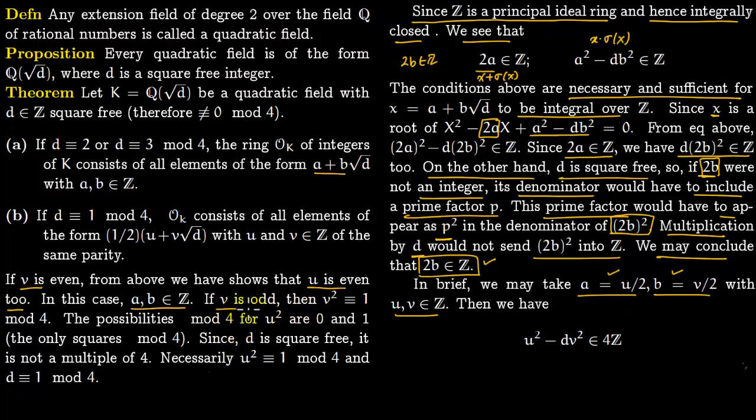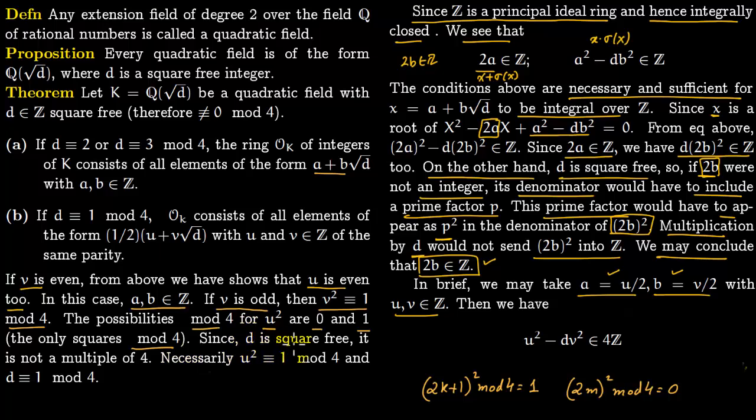So say this v is odd, so then v square is equal to 1 modulo 4. So this you can say (2k+1) square modulo 4 will just give you 1. So the possibilities modulo 4 for u square are 0 and 1, again, because u is either even or odd. If it is even, if it is of this form, say some (2m) square, if you take modulo 4 of this, it will be 0, or it is of odd square, then it will be 1. So the only possibilities for u square are 0 and 1. So only squares modulo 4.